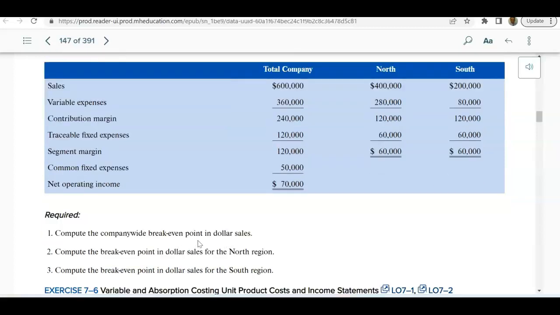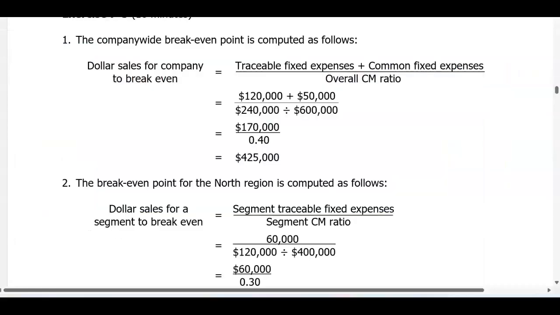Compute the company-wide break-even point in dollars, break-even point in dollar sales for North, and compute break-even point in dollar sales for South. So this is a very nice problem, and I'd like to solve this for you. And that is also part of your homework anyway. So here we go.